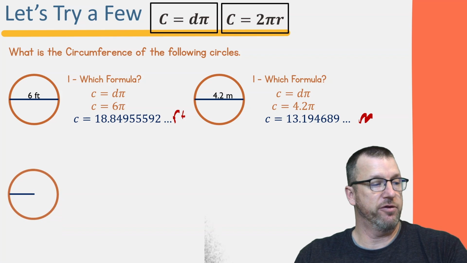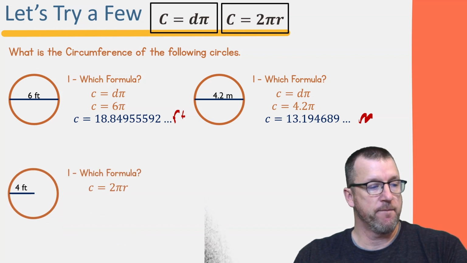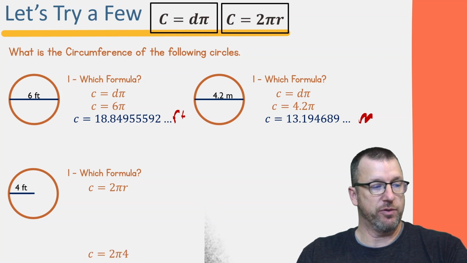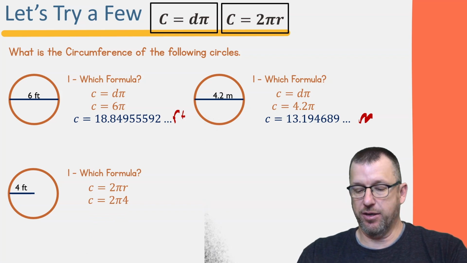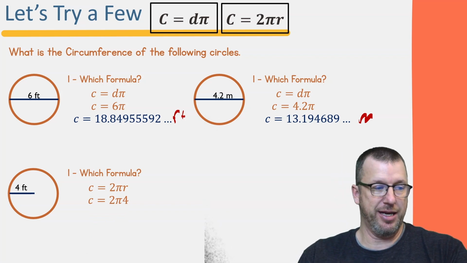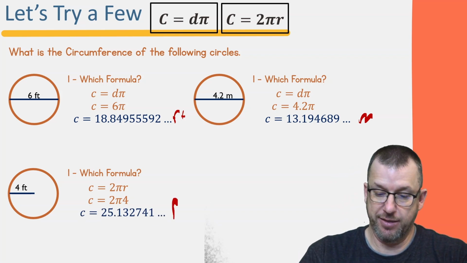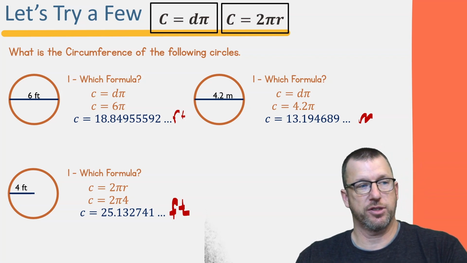Okay, and then over here, we got another circle, 4 feet written in the middle. But this time we're going to use the radius formula because it's only giving us the radius. So we plug in that 4 where the radius goes, and then on our calculator, we type in 2 times pi times 4, and we get this answer. And the answer would be in feet because the original scenario was in feet.